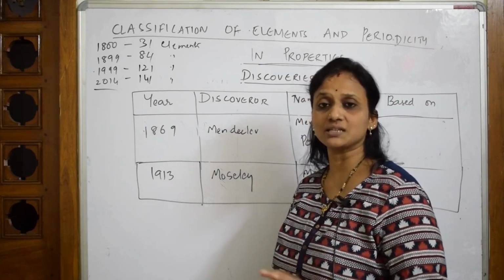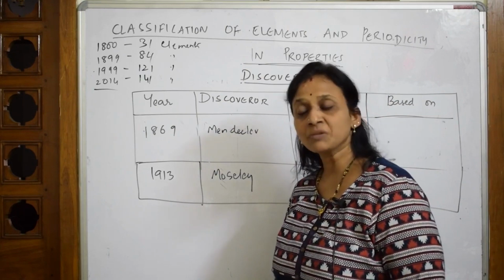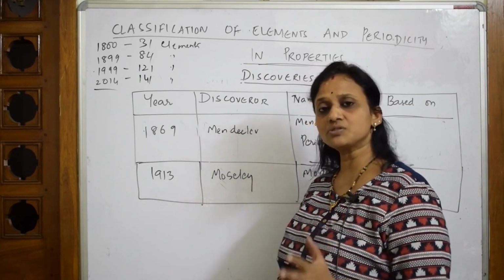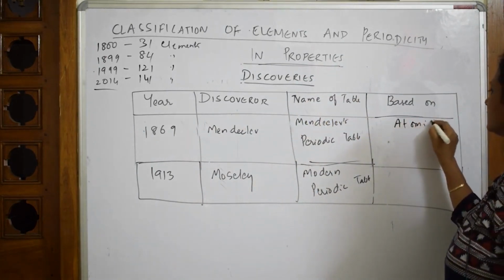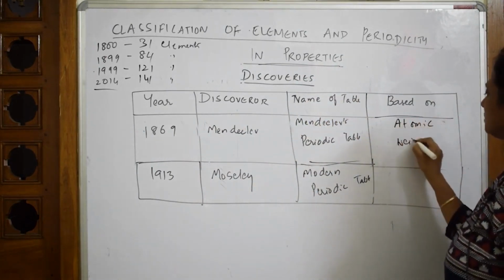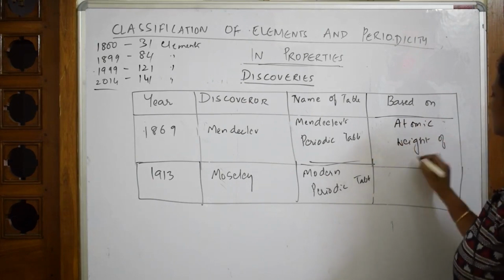But whatever he has done, there were certain limitations which we'll be discussing. So Mendeleev, whatever assumptions he gave us, were based upon atomic weight only. He tried to consider the concept based on the atomic weight of elements, right? So that is the concept.